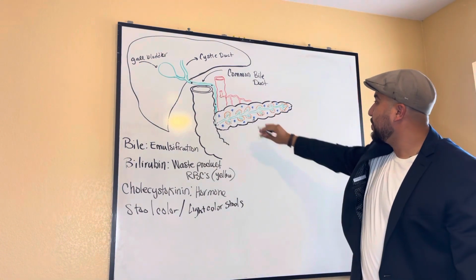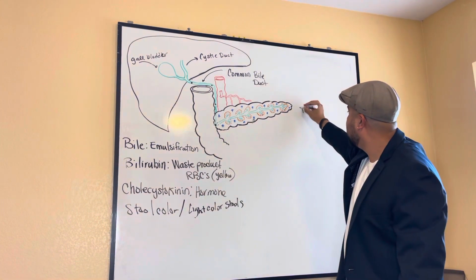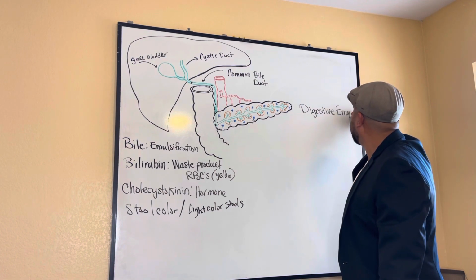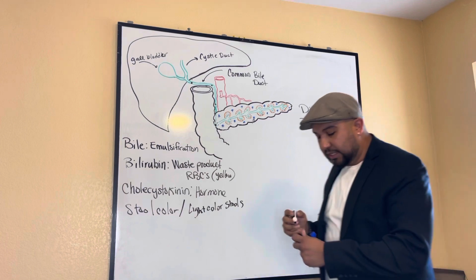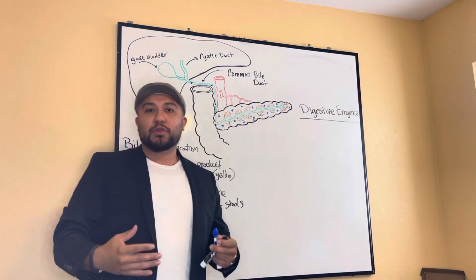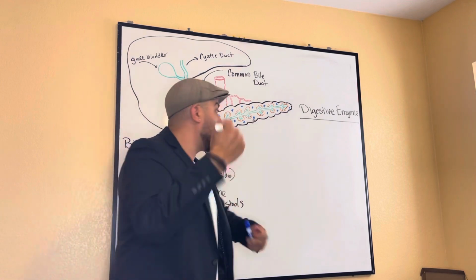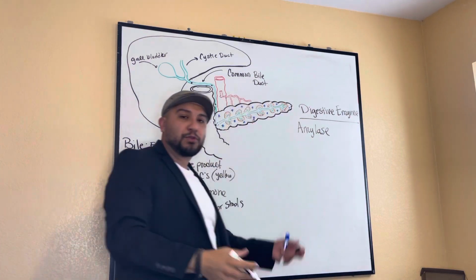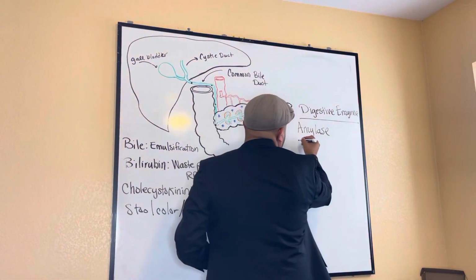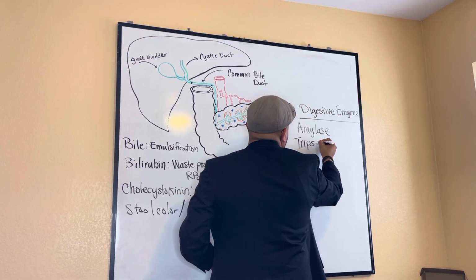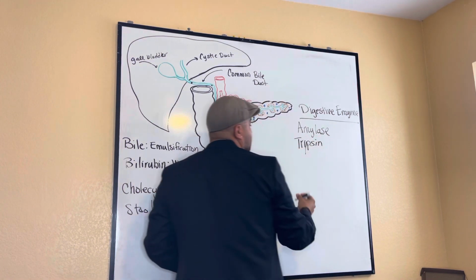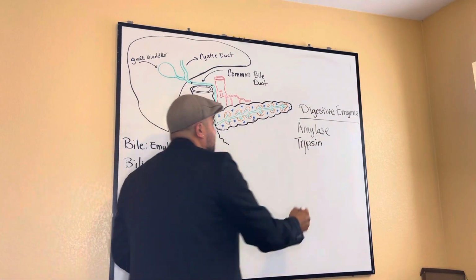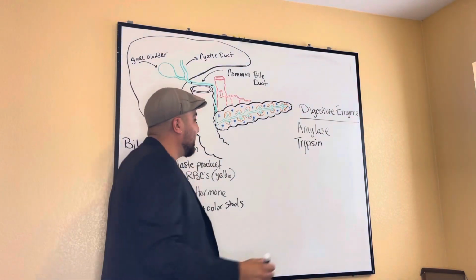Moving on to the pancreas. The pancreas is very important because it releases digestive enzymes like we discussed in the previous video. Digestive enzymes help us break down and absorb the end product of carbohydrates, and that's carried out by amylase. It helps us absorb the broken down products of proteins, and that's carried out by trypsin. And then we have the absorption of the broken down products of fat, and that's lipase.